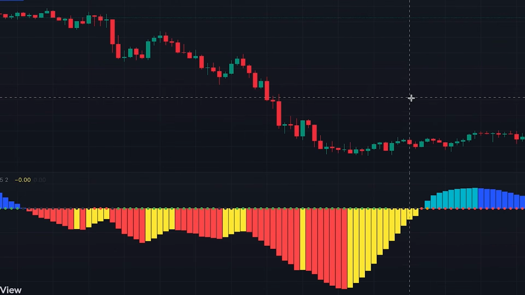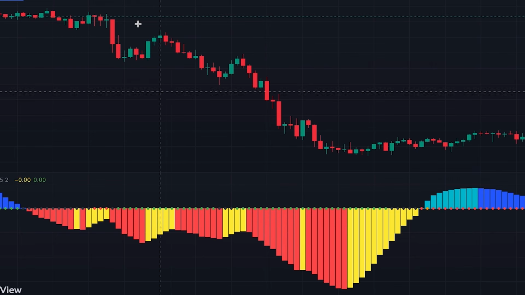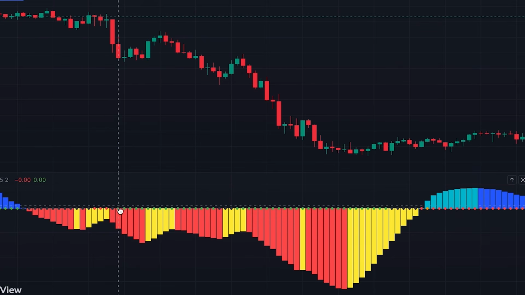And on the other hand, when we get a falling histogram below zero after the squeeze fires and we get a green dot, there is a possibility of breakout in a downside move, and it gives us a selling signal or opening a short position. For example, here after this period of squeeze, we got the first green dot here, the histogram is below zero, so we can enter a short position here at this point.